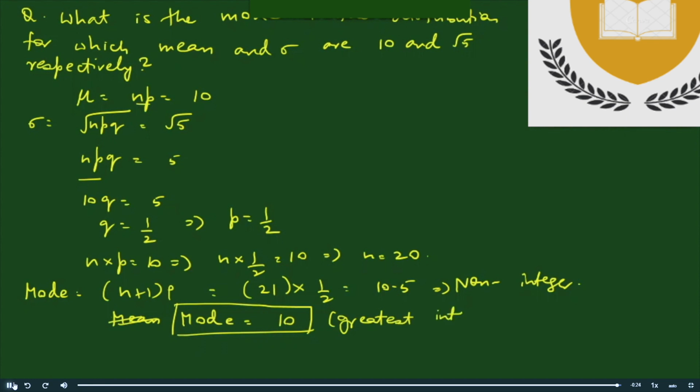Greatest integer. Okay, so with this we come to the end of the binomial distribution chapter. Hopefully you will all be thorough with this now. Please solve these questions once again by yourself and do try all the other questions given as well, and we'll then go on to the next set of subtopics in the next few lectures.